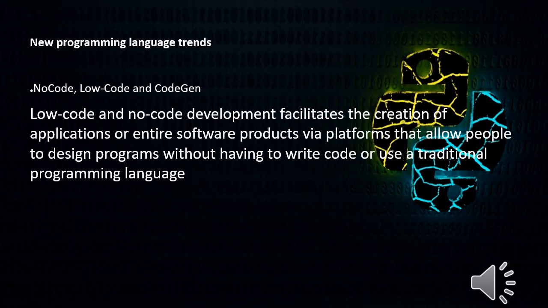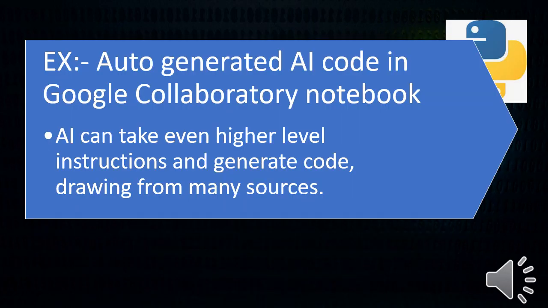New programming language trends: no code, low code, and code generation. Low code and no code development facilities are the creation of applications or entire software products via platforms that allow people to design programs without having to write code or use a traditional programming language. Example: auto-generated AI code in Google Colaboratory Notebook. AI can take even higher-level instructions and generate code drawing from many sources.